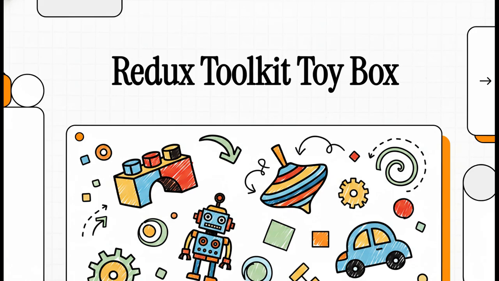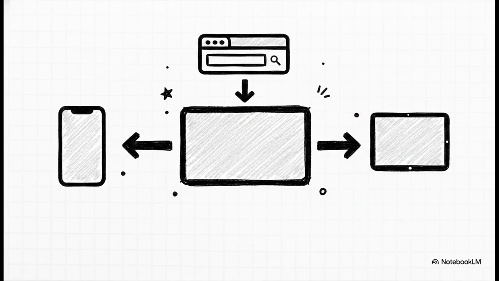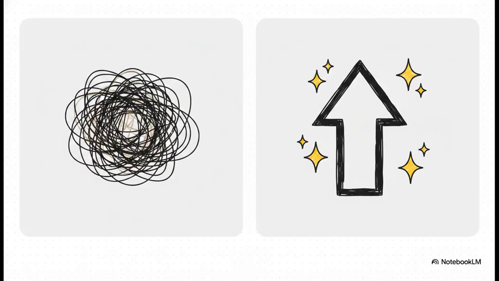Hey, let's dive into how Redux Toolkit turns your chaotic app data into a perfectly organized toy box. So, what actually is Redux Toolkit, or RTK, and why are developers so obsessed with it? Basically, it's a way to efficiently manage global state, that crucial data your whole app needs to share. It's the official, much simpler way to write Redux. No more confusing legacy boilerplate code to deal with.